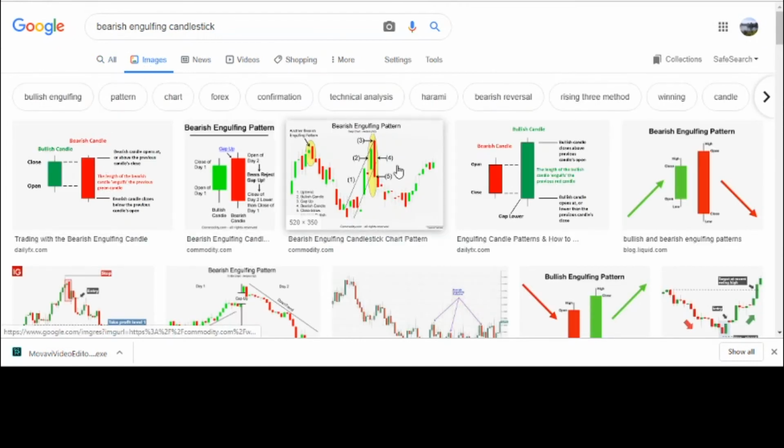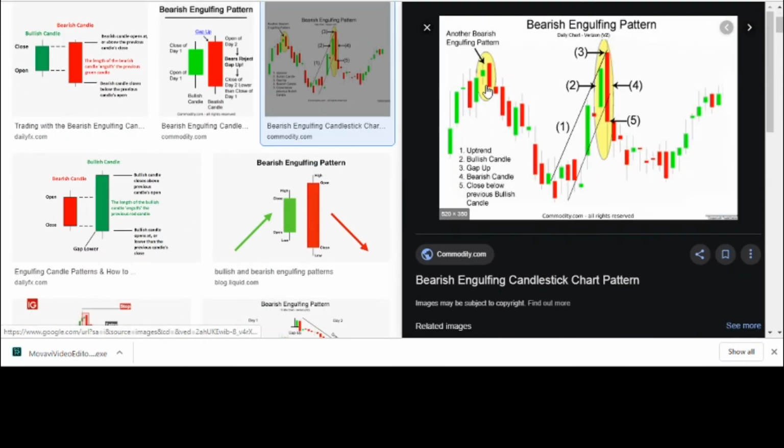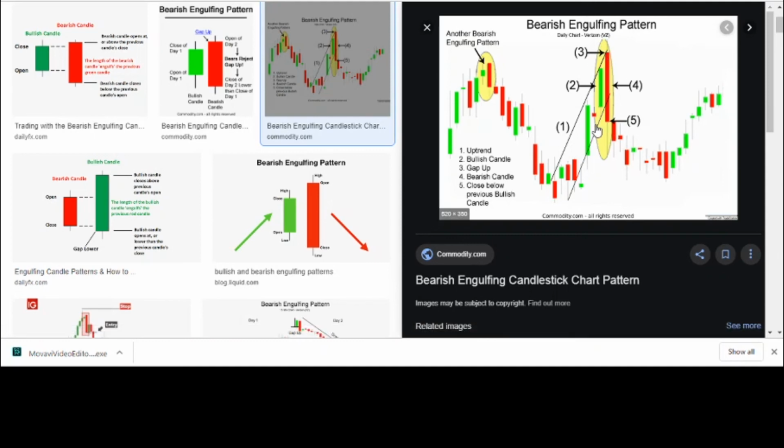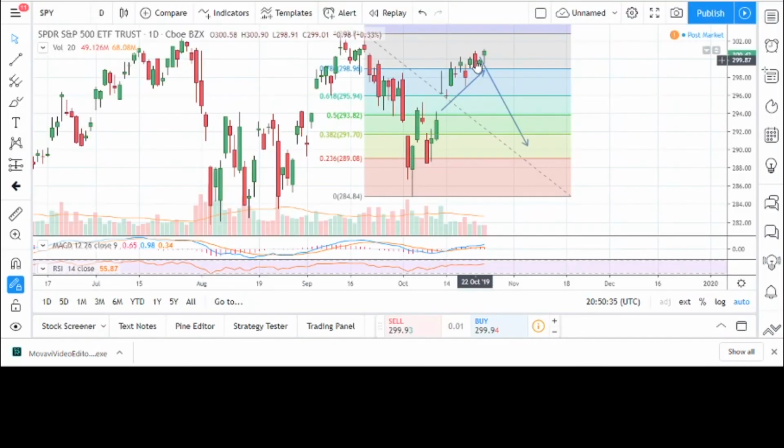So the bearish engulfing pattern is this one, where we'll see an uptrend and then we'll see a green candle which will be engulfed by a following candle which will be a red candle, and then there will be a downward trend. That is called a bearish engulfing pattern. In other words, when a red candle engulfs a green candle after an upward trend, it is called a bearish engulfing pattern. So let's go to SPY right now and see.